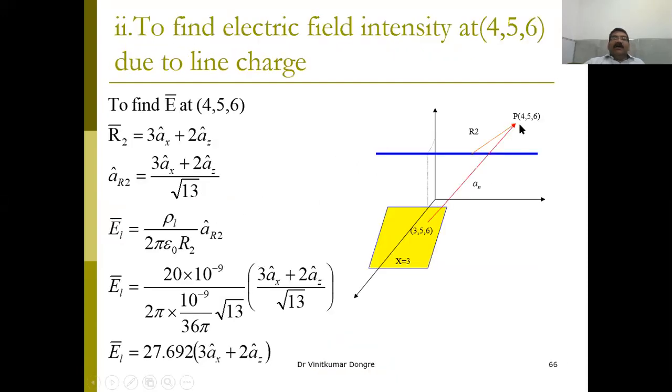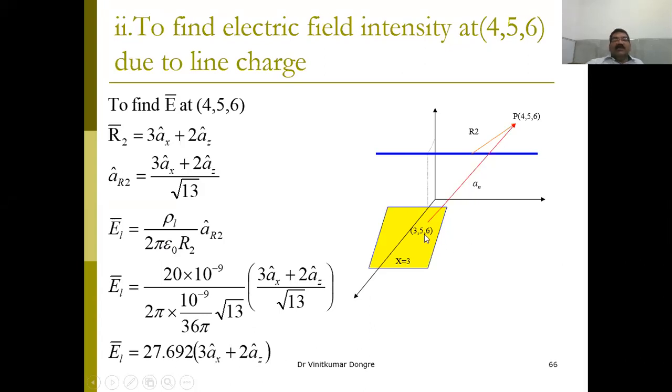Now the point is changed. The point is 4, 5, 6. At 4, 5, 6 you are interested in finding the electric field intensity due to the line charge and due to the surface charge. For the line charge, take the formula, find R2, and the unit vector can also be found. So R2 equals this, and you can have this vector. The line charge is very simple. So the line charge is calculated.